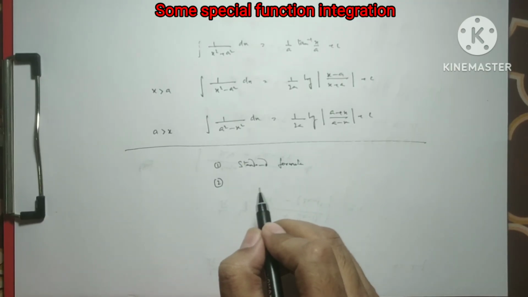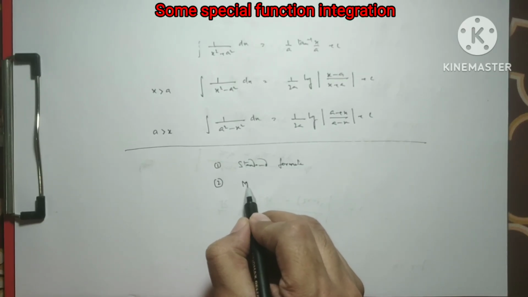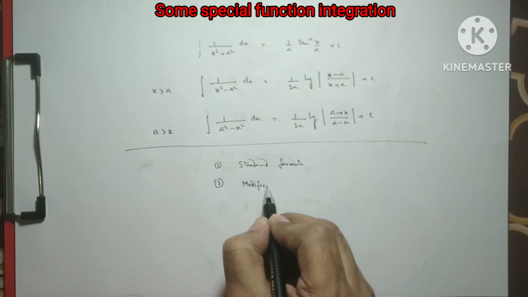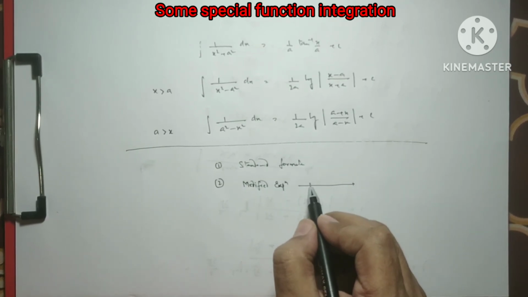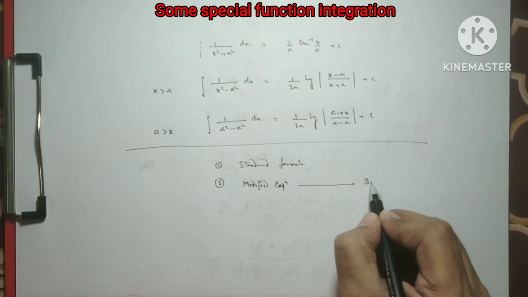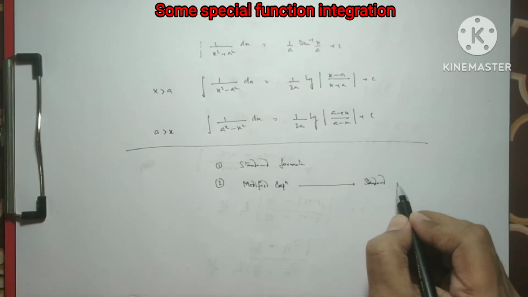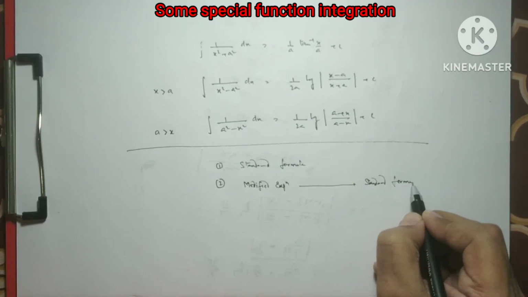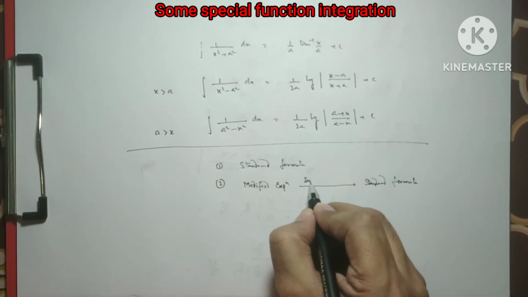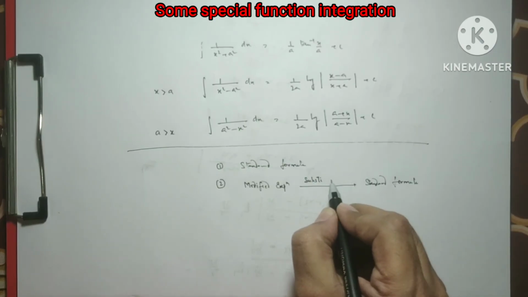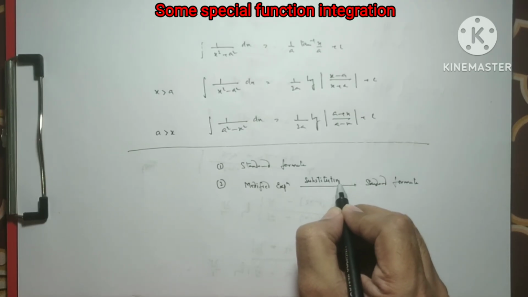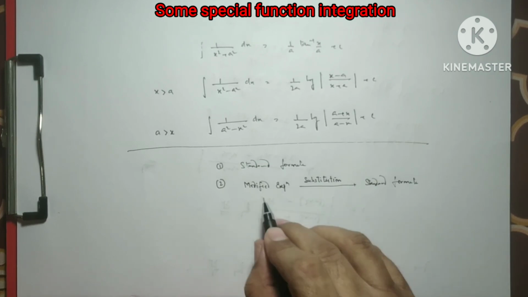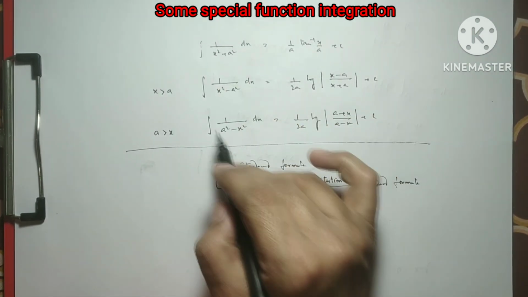Second, modified expression, which is converted into standard form, and for this we use substitution. So when you use substitution, when you pick some odd values and consider them as t, then you get the standard form of this modified expression, and you get these types of questions.